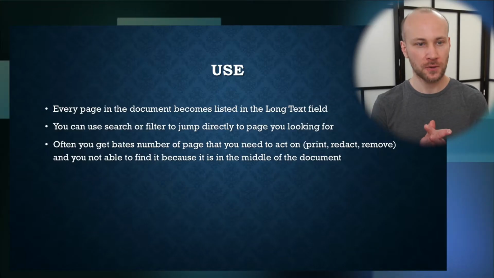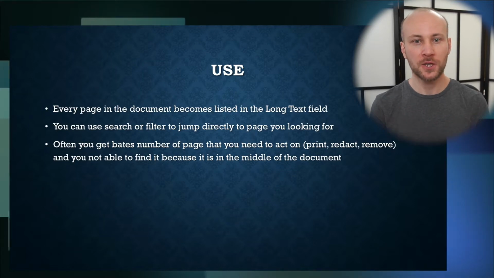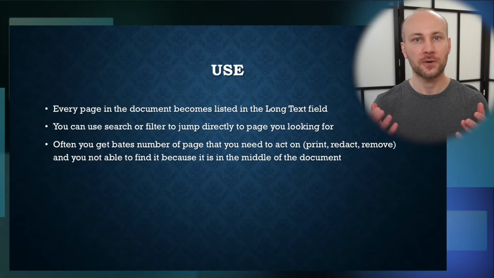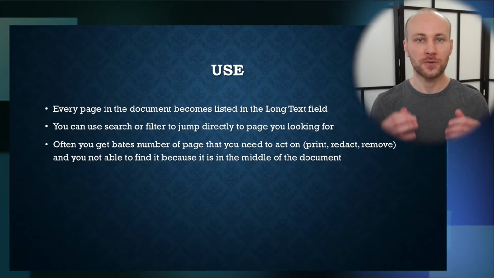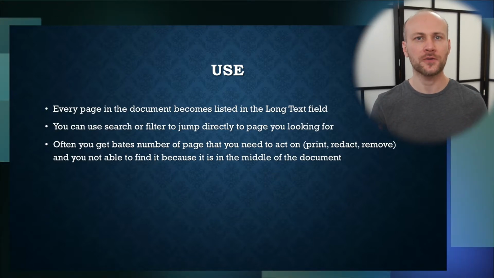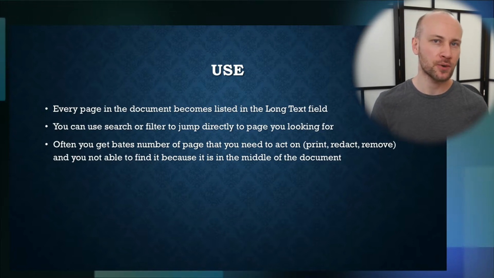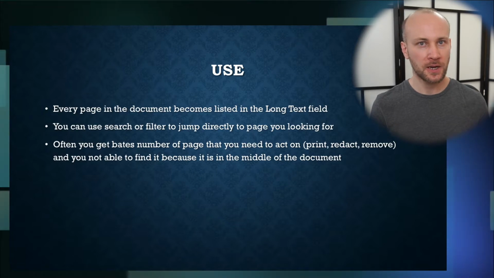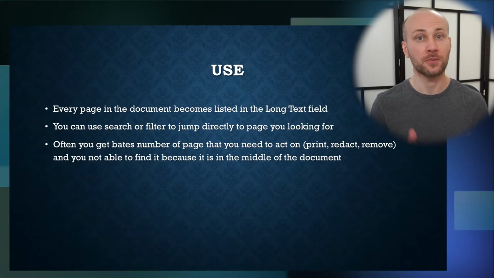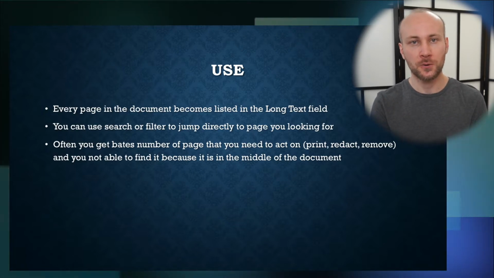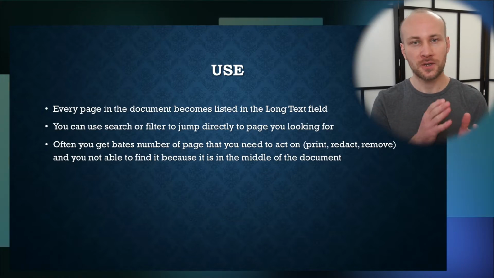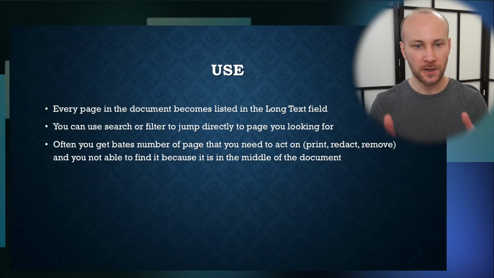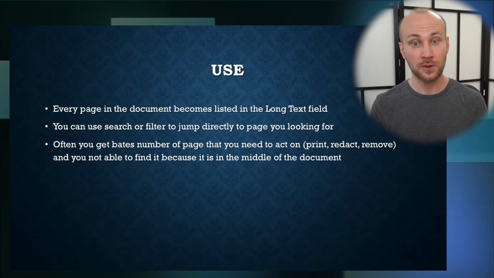So what are the uses for this tool? Well, as you've seen, every page in a document became listed in the long text field, which allowed you to use filter to jump directly to a page. Often you get a page number that you need to print, redact, or do something else with, and you search for BegDoc, it's not there. Search for EndDoc, it's not there because the page is in the middle. So if you generate a field like that, which lists every page, you simply put the page number in, press enter, and there comes your document that you need to do something with.